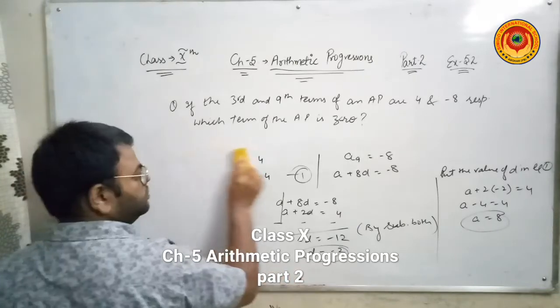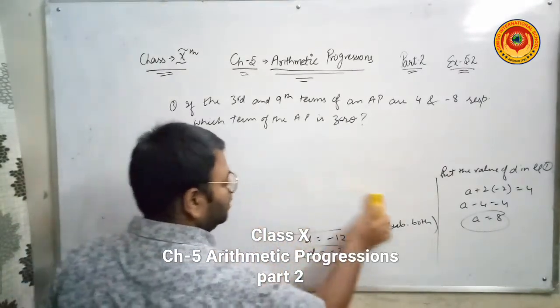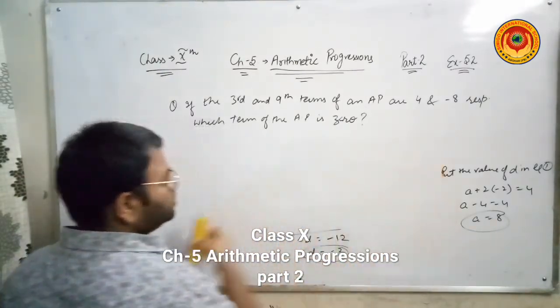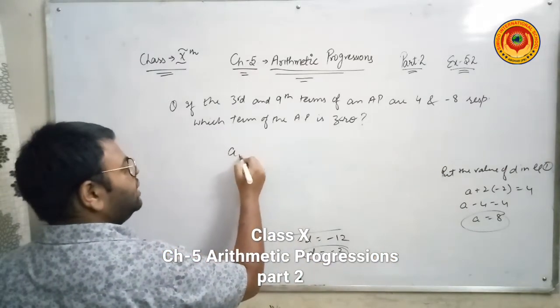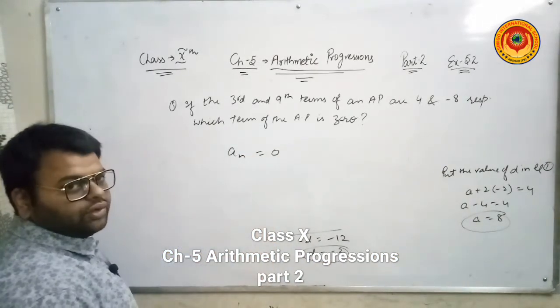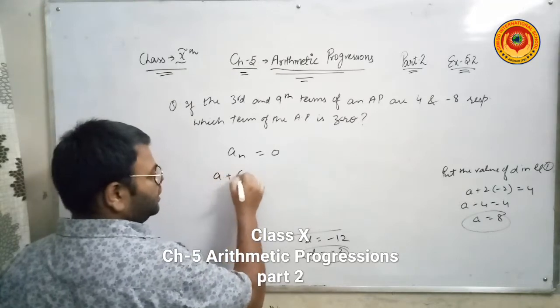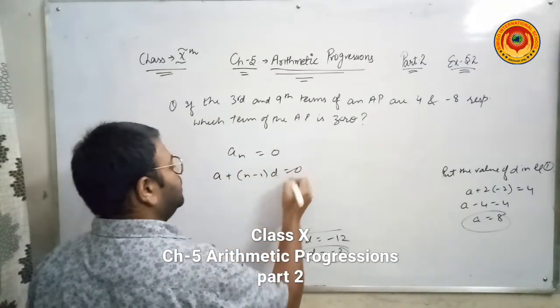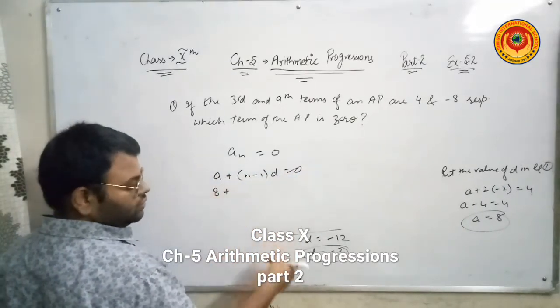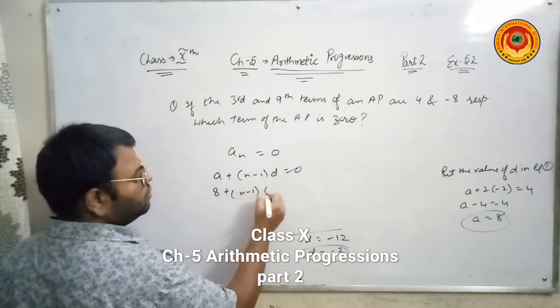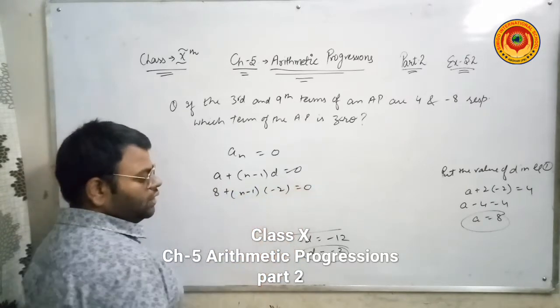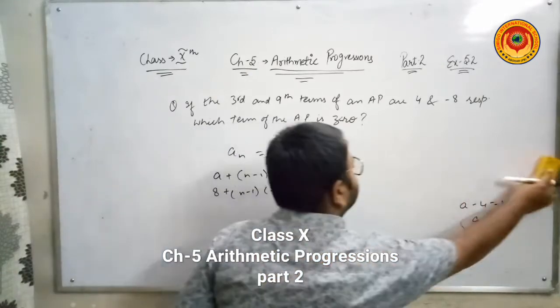Now you have a and d. The question is which term of the AP is 0? Suppose the nth term is 0, because we don't know which term is 0. So what is the formula for an? a plus (n minus 1) into d. What's the value of a? 8. And d is minus 2. From here you can easily get the value of n. That is your required answer.